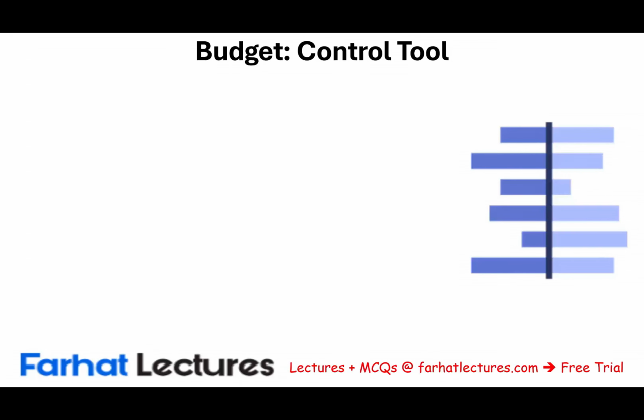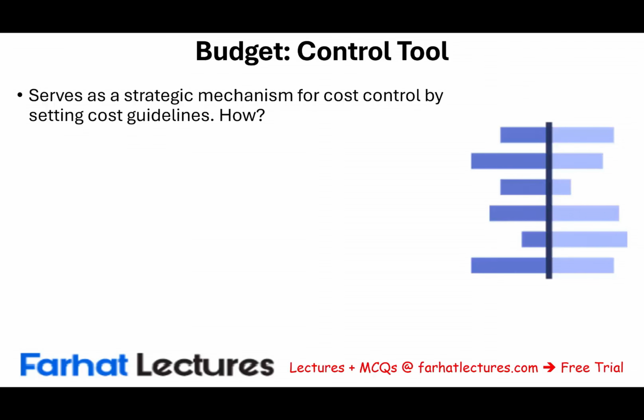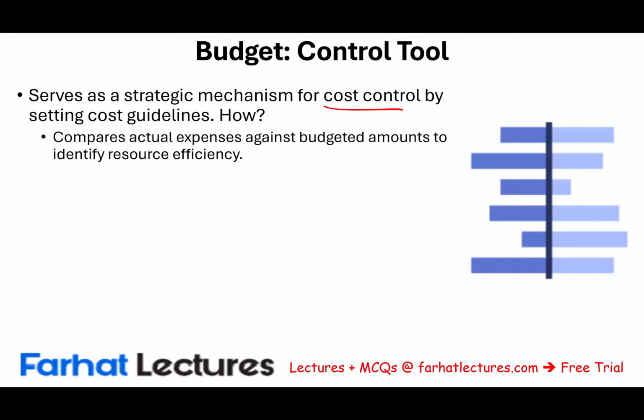Well, what does it mean? What do we mean by control tool? The budget serves as a strategic mechanism for cost control by setting cost guidelines. So when you create a budget, you tell your middle level management, lower level management, upper level management, everyone that's involved, and we're going to see how we communicate this information, how much they can spend. Well, if we tell them how much they can spend, we can hold them accountable. Then what we do, we compare actual spending, actual expense against what's allocated to them in order to run their operation. Then we would know how well they are using the resources, efficiently or not. So it's a control tool.